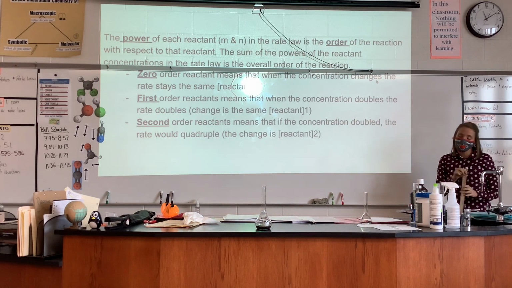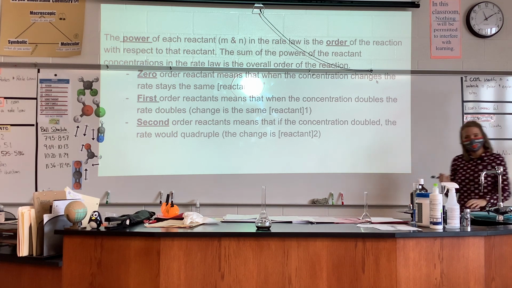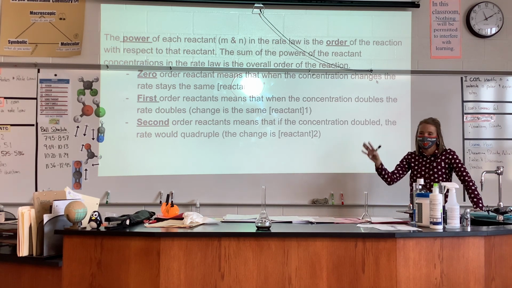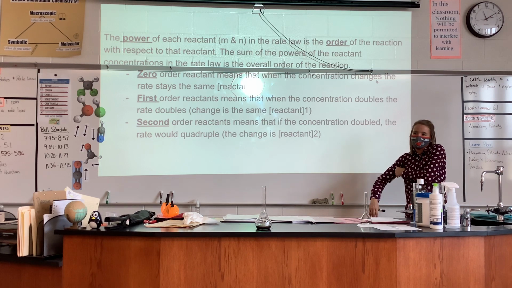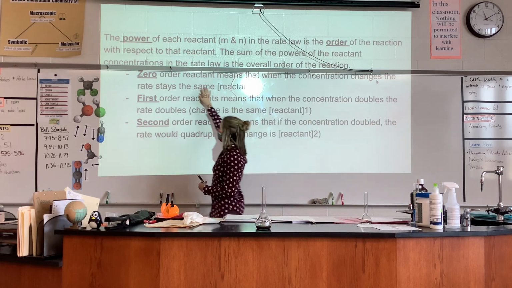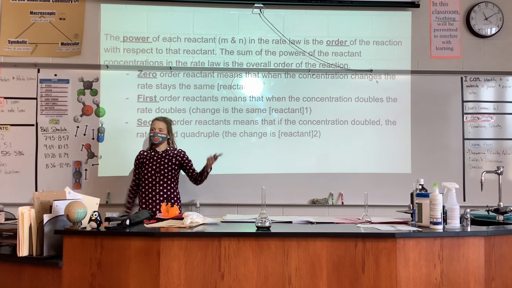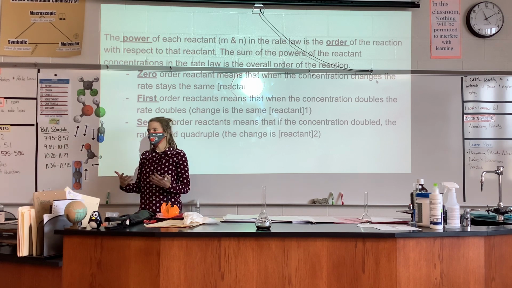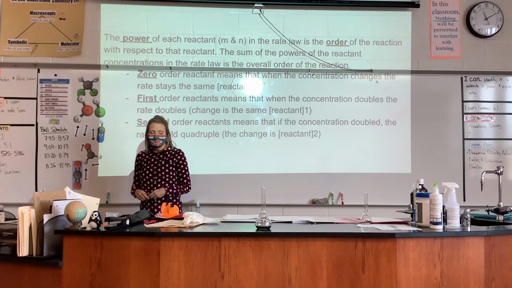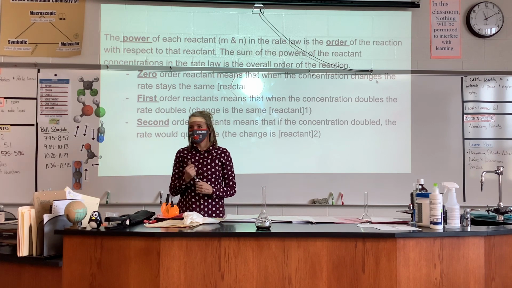There are 3 types of rate orders we'll see in this class, or at least you'll determine in this class. There are more outside of that, but it's just a little past what we're going for. So we have zero order, which means you doubled the concentration, but the reaction didn't get faster. That's considered zero order. It doesn't affect it. You can dump as much as you want in, and it doesn't make it go any faster.